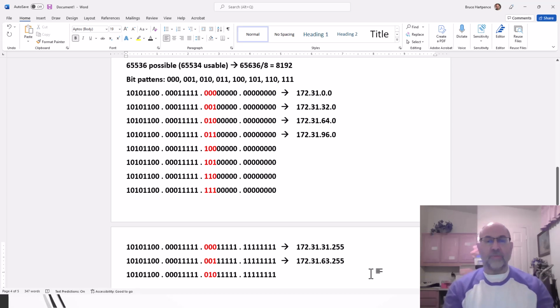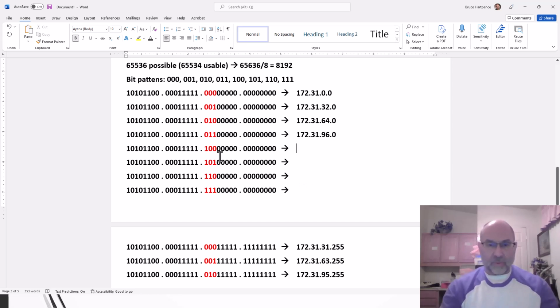All right, very good. Now that we know that, I look at this one and I think this is going to be 172.95.255. And so this is 64 plus 31, so that's 95. All right, so we'll finish the subnets here, and then we'll fill in the rest.